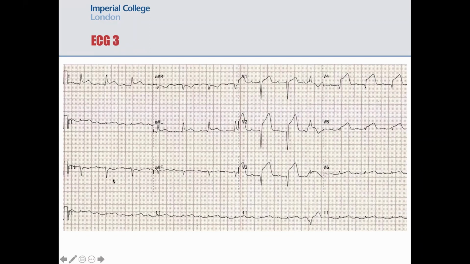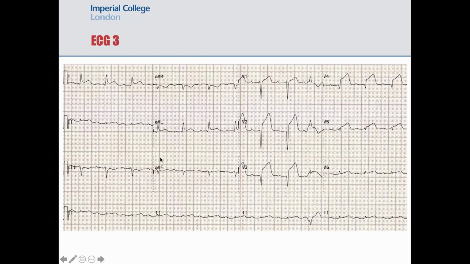So if you look at the leads here, V1 to V4 has obvious ST elevation, and I would even argue V5, lead 1 and lead AVL also have slight ST elevation.